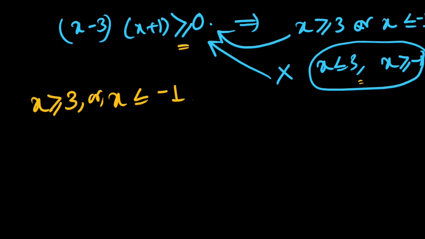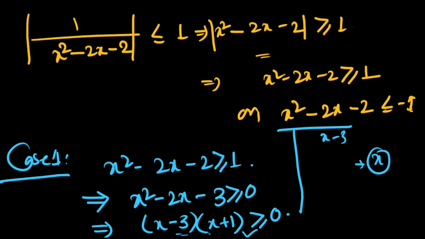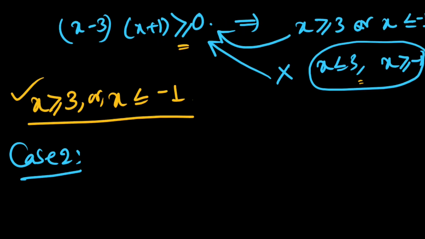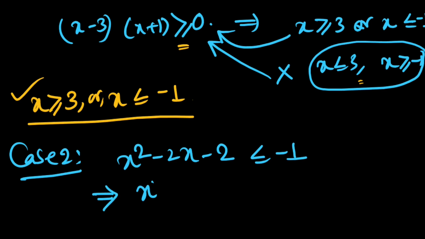So we choose only this value, x greater equal to 3 or x lesser equal to minus 1. Therefore we got from case 1, the x value is this. Now we study case 2. Case 2 is this: x square minus 2x minus 2 is lesser equal to minus 1. This implies x square minus 2x minus 1 is lesser equal to 0.